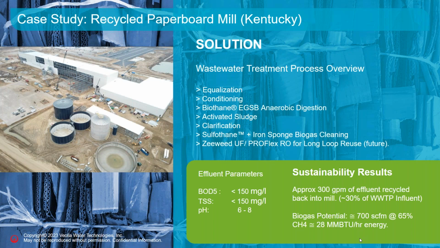The solution that Veolia developed was similar to the first case study. Wastewater equalization, Veolia's patented Biothane Biobed EGSB reactor, softening, Veolia's Sulfothane biogas scrubbing, activated sludge treatment, and then water recycle back into the mill. Part of the clarified aerobic effluent is sent to the sewer and part back to the mill to complete the long loop water recycle. UF and RO polishing will be a future addition to enhance the quality of the water to be reused.